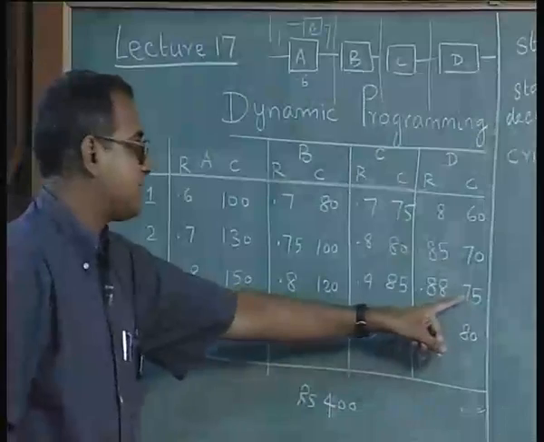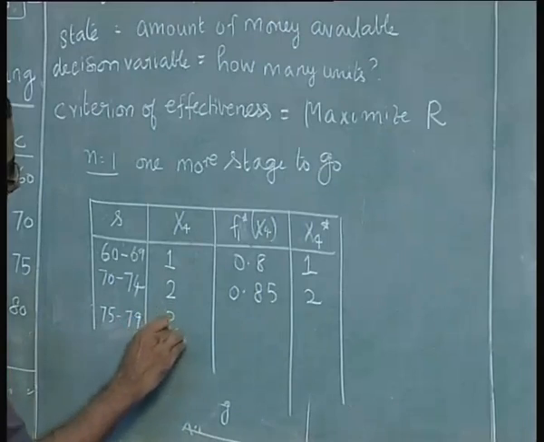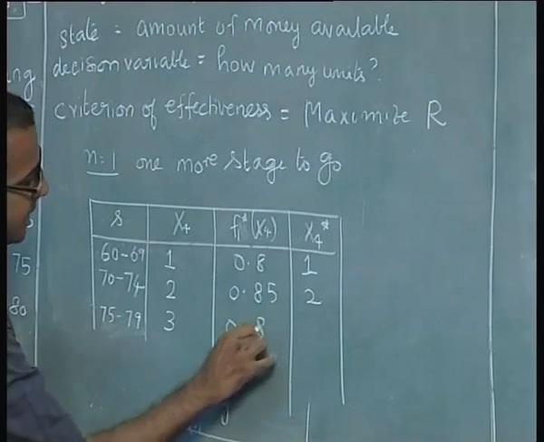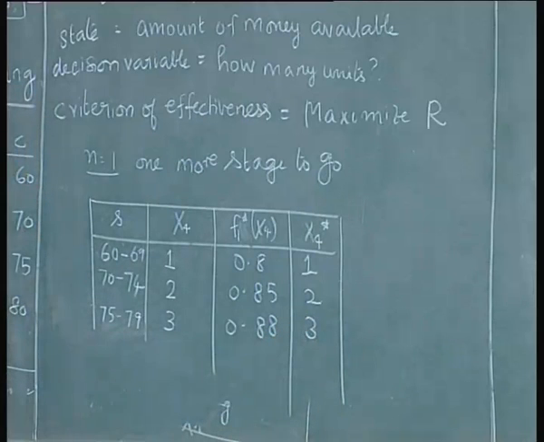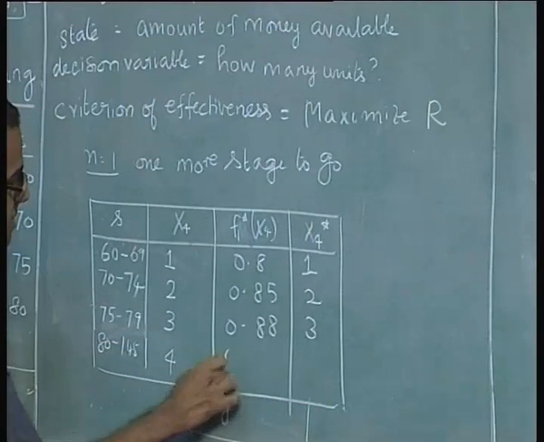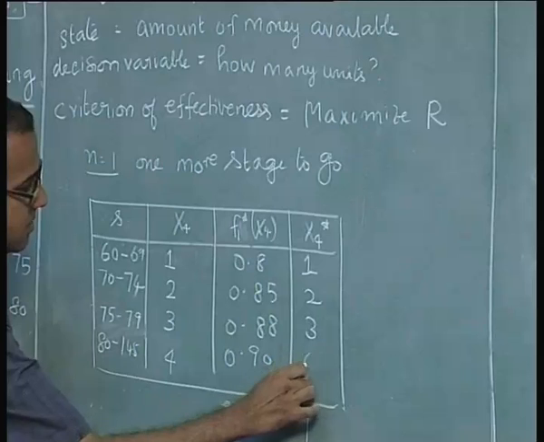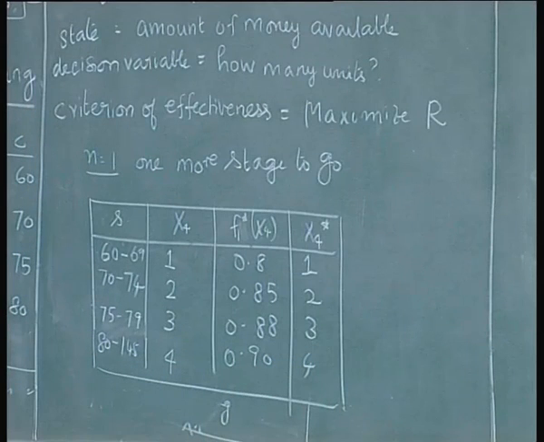that is enough money to buy 3 of D, so x4 is 3, reliability is 0.88 and x4 star is 3. And when I have anything greater than 80, so 80 to 145, I will have 4 of this to get 0.90 and x4 star is 4.